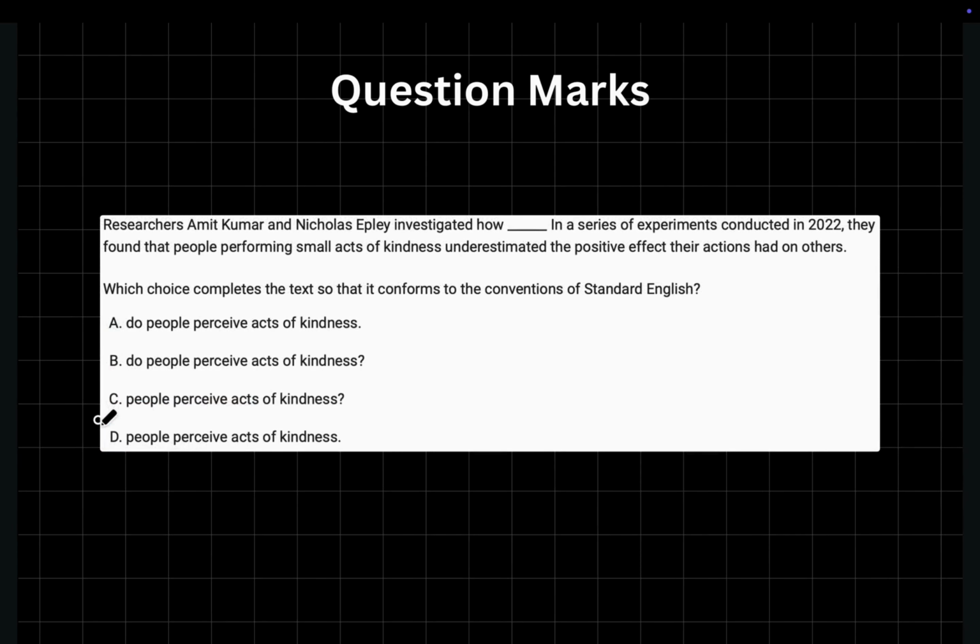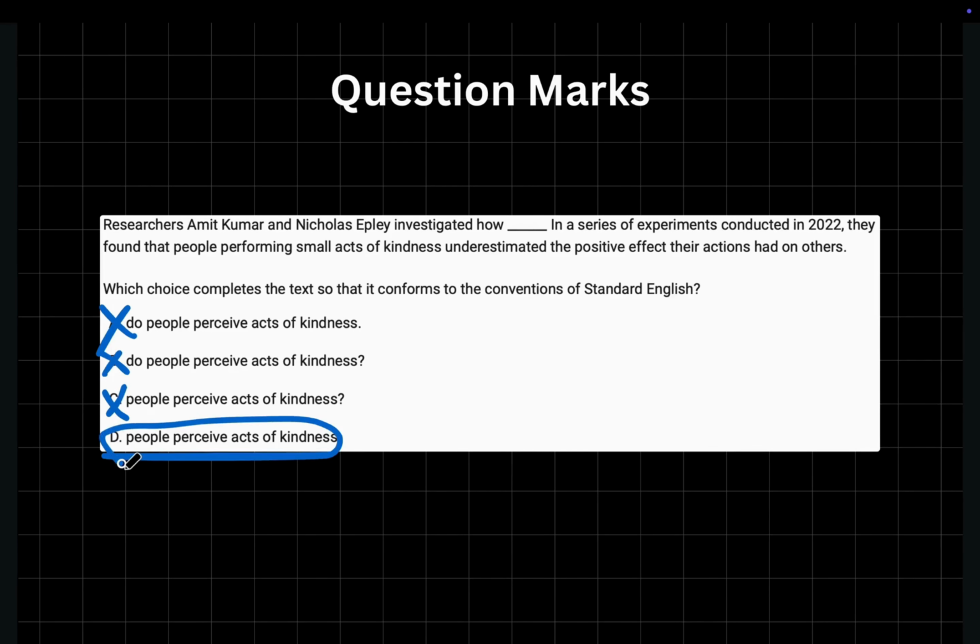Here's another question. Researchers Amit Kumar and Nicholas Epley investigated how. Okay, so again, they're giving us a statement. They're telling us what they had done. They're not asking us a question. So we can cancel choice B and C out because they're using question marks. If you follow choice A, it would say researchers Amit Kumar and Nicholas Epley investigated how do people perceive acts of kindness. Okay, so as you saw, it was pretty weird. So we need to cancel that choice out as well because it does not logically complete the text. It is going against the text because it sounds more like a question rather than a statement. Therefore, choice D is correct.